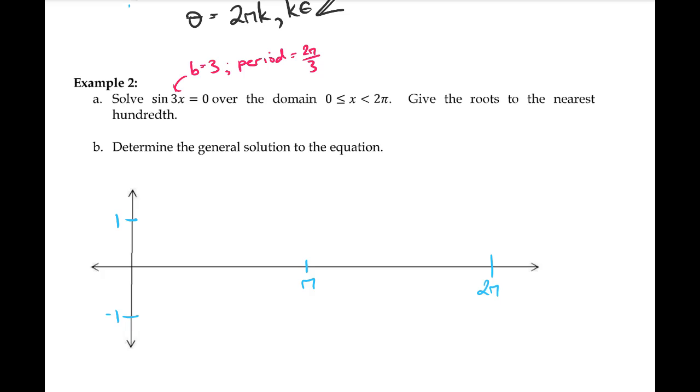I would expect 6 pi over 6 would get me to here. So I'm going to have 1 pi over 6, 2 pi over 6, 3 pi over 6. Okay, I'm trying to subdivide it evenly again.